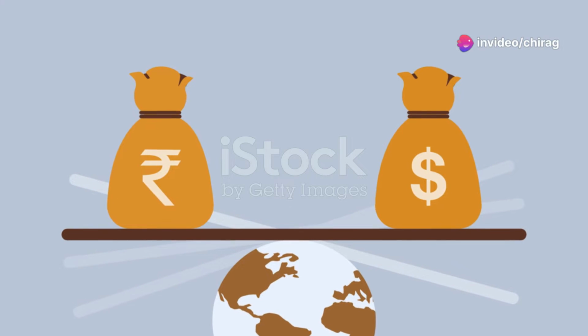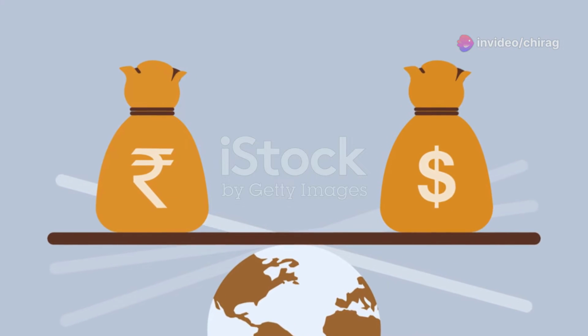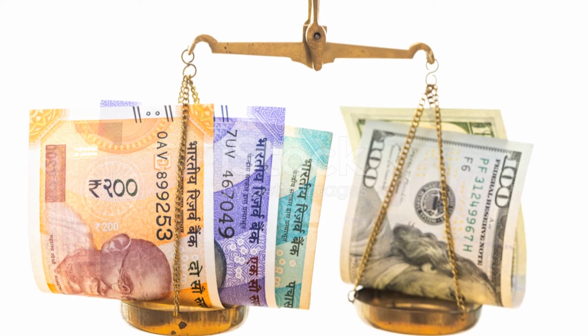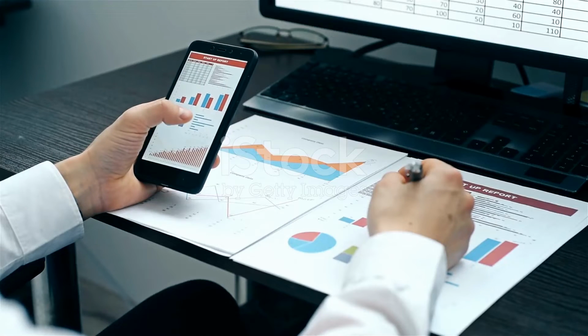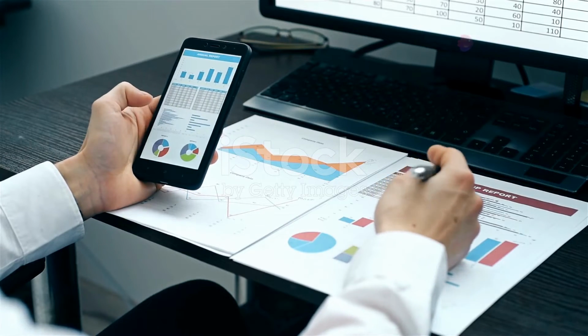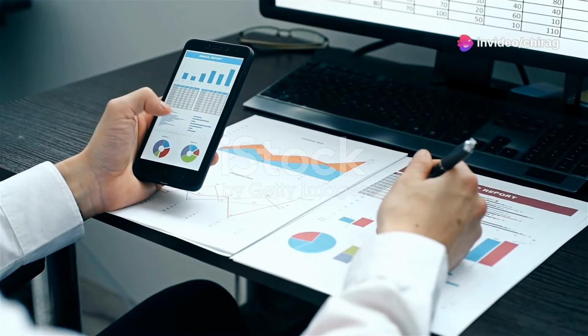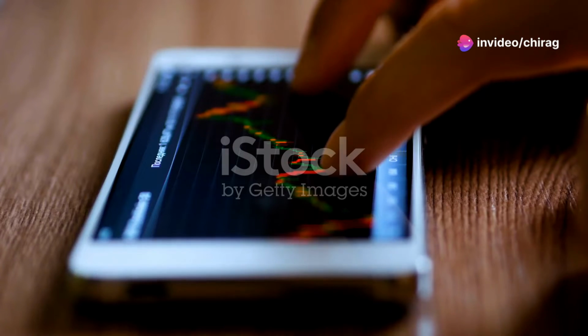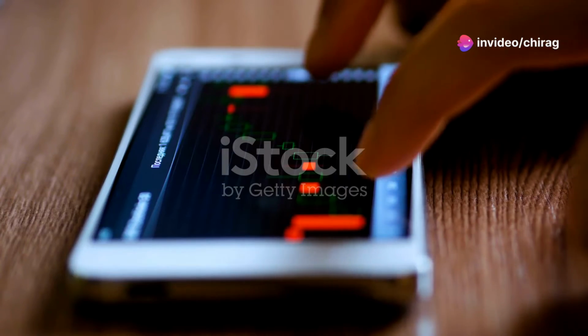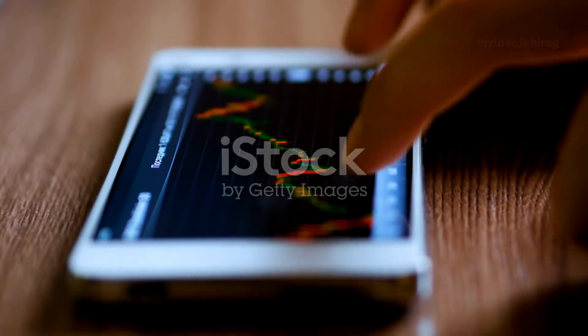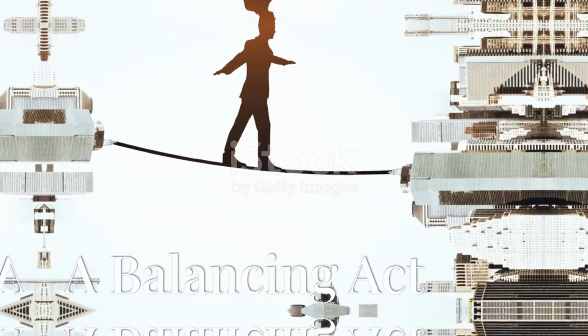The key is to find the right balance between attracting foreign investments and maintaining market transparency. Investors should stay informed about SEBI's regulations and monitor any news or developments related to P notes. By staying vigilant and understanding the evolving regulatory landscape, investors can make informed decisions.